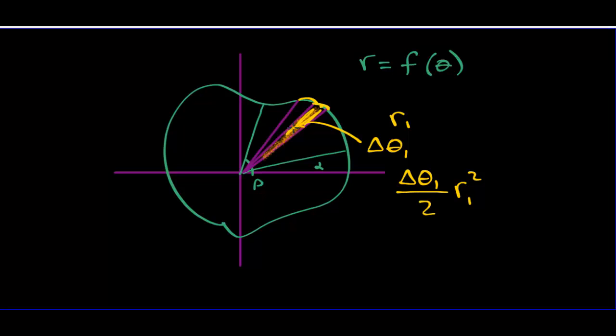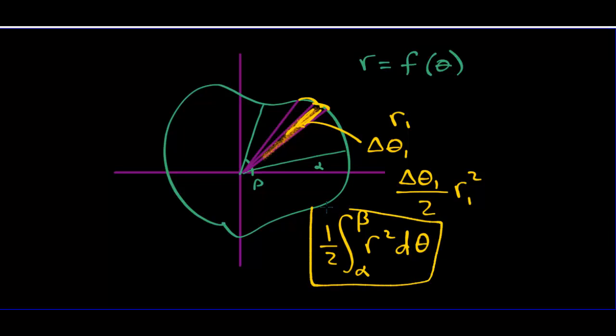And in fact, what if I let delta theta go to 0? Well, if that happens, then we've got a Riemann sum. And what we have is a situation where we're going from alpha to beta of 1/2 r squared d theta, like that. Now, this is the formula that we're going to use in integrating and finding bounded areas like this. This is the formula that we use.